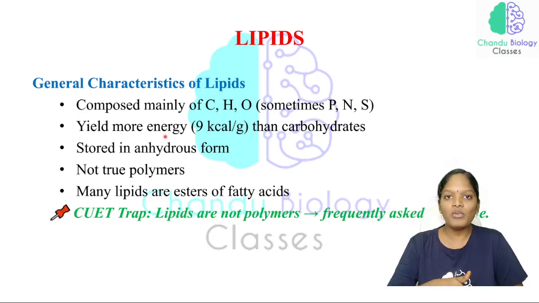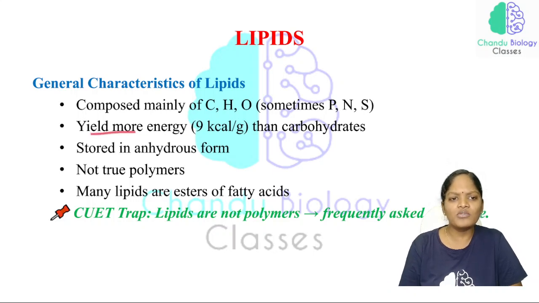When comparing carbohydrates and lipids, carbohydrate is an instant source of energy, but lipid provides more energy than carbohydrate. This is very important: 1 gram of lipid gives 9 kilocalories. So compared to carbohydrates, lipids give us more energy, and they are stored in anhydrous form, not in a hydrous form. We are going to see in which way they store their material.